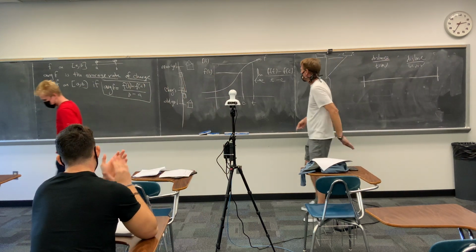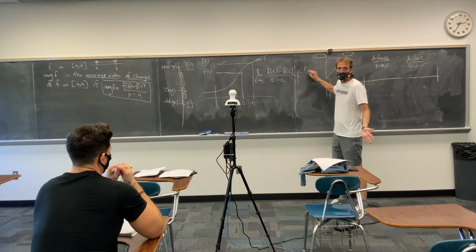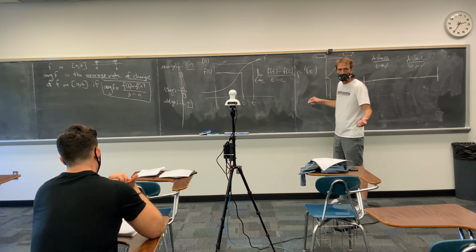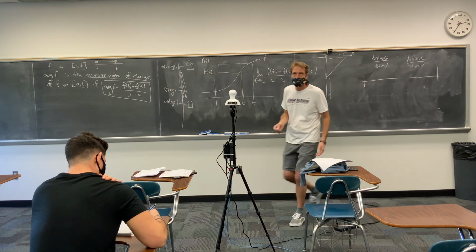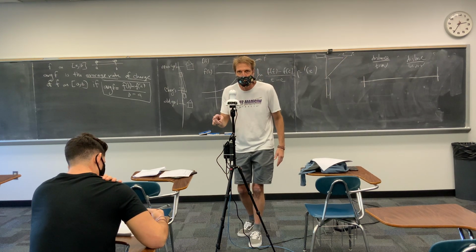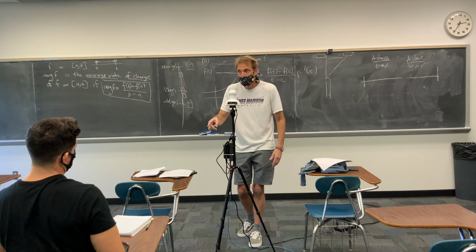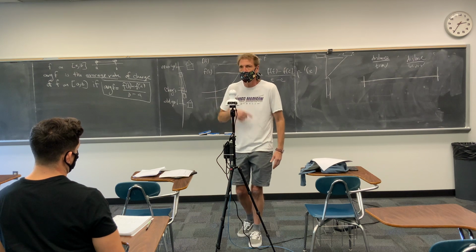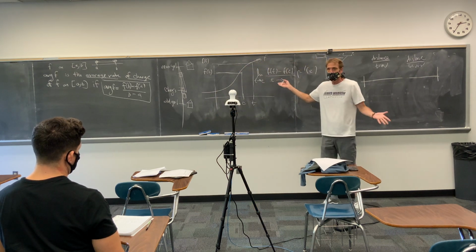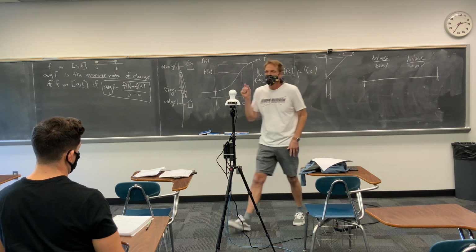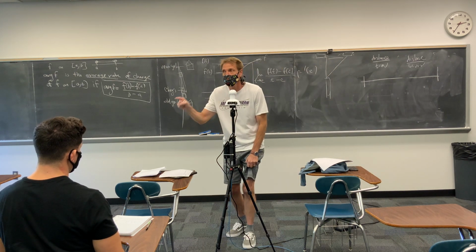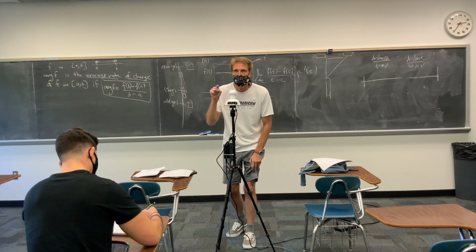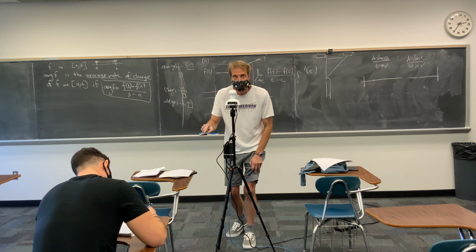Guys, by definition, this is F prime of C. F prime of C is equal to the limit as x approaches C of f of x minus f of C, divided by x minus C. Is that not the exact same thing? So instantaneous rate of change is the definition of the derivative. The derivative is the instantaneous rate of change. Say that.